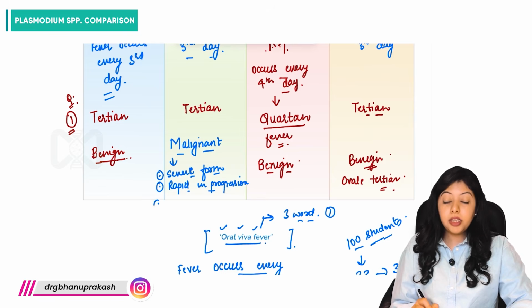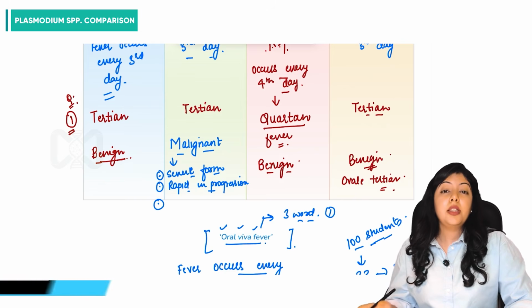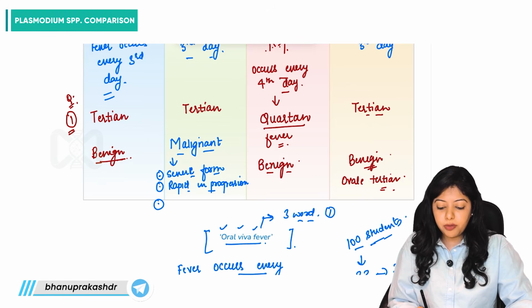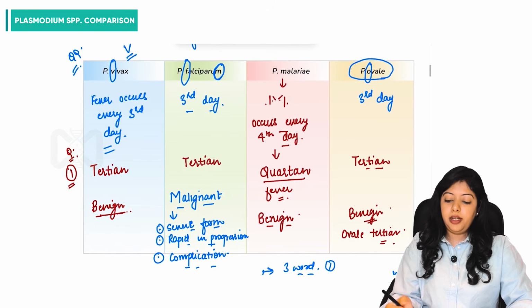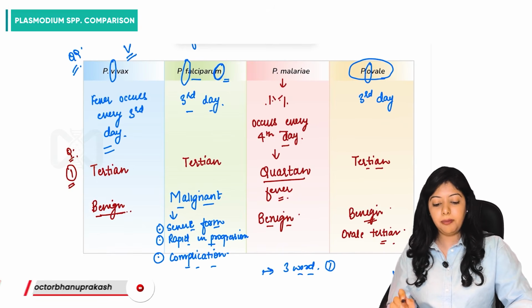Then it leads to a number of complications like cerebral malaria. Then it can lead to some severe, life-threatening conditions. So it is responsible for a lot of complications. So we consider it as malignant fever, right? Falciparum causes malignant type of fever pattern.